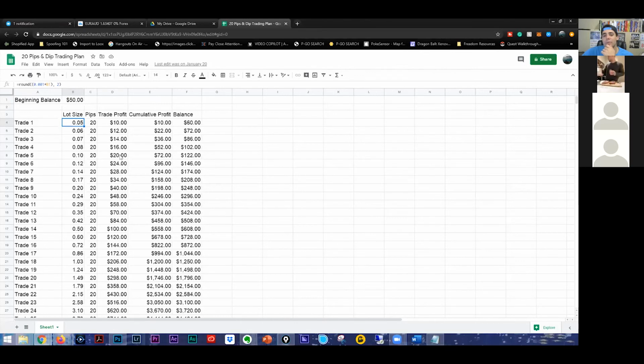I don't know the exact percent off the top of my head. I can't say the high risk is 8 and the medium is 5. I have no idea. The 20 pip and dip though, it is a little more aggressive than your typical 3-5%.